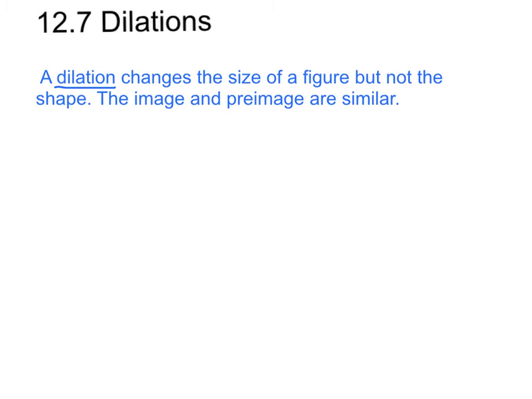Hello, 8th graders. We are in section 12.7, which is the last section of this chapter, and it covers dilations. Unlike all of the other transformations we talked about, a dilation is not a rigid motion. A dilation is a transformation that changes the size of a figure, but not the shape. The image and pre-image are similar.